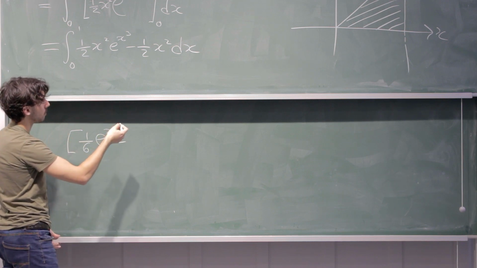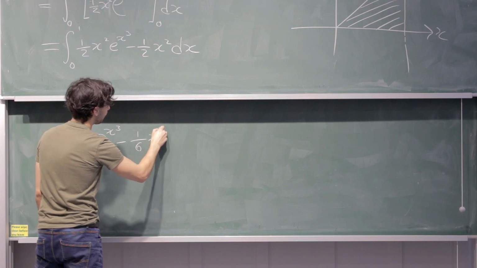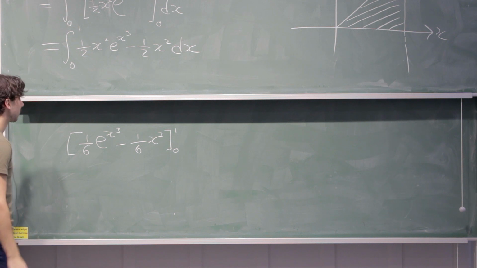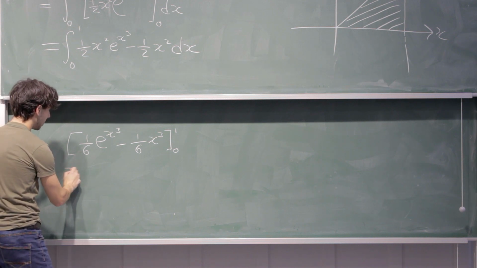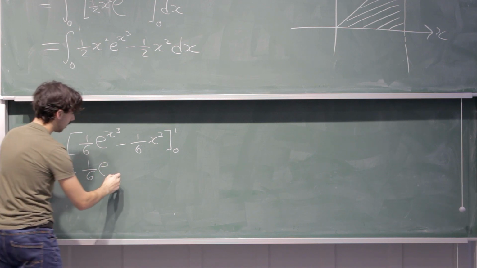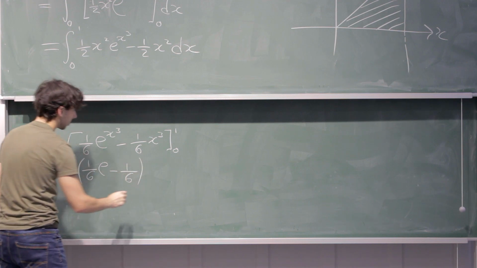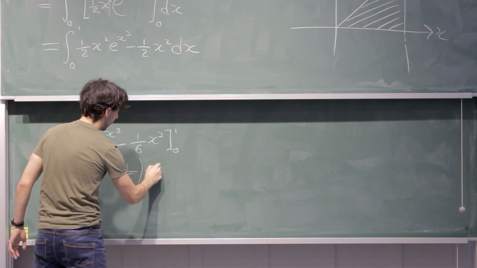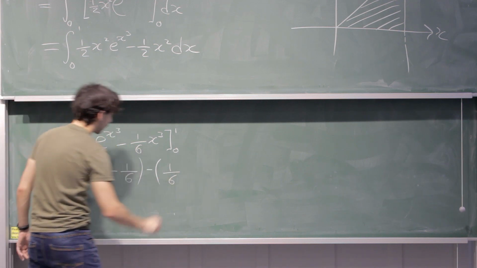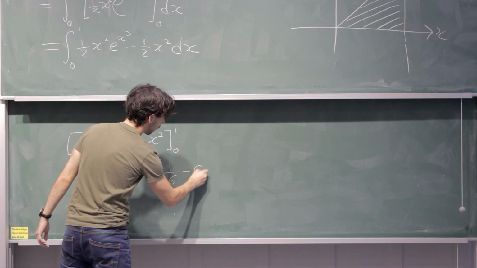Subtract, and then we've got a half x squared. This becomes a sixth x cubed. Okay, and this is from 0 to 1. Lovely. Then we just substitute 1 in, so we get a sixth e to the 1, so just e, minus a sixth times 1 cubed, so just a sixth. And then we're going to subtract this with zeros. So subtract a sixth e to the 0, which is just a sixth. And then a sixth times 0 cubed is just 0, so minus 0.